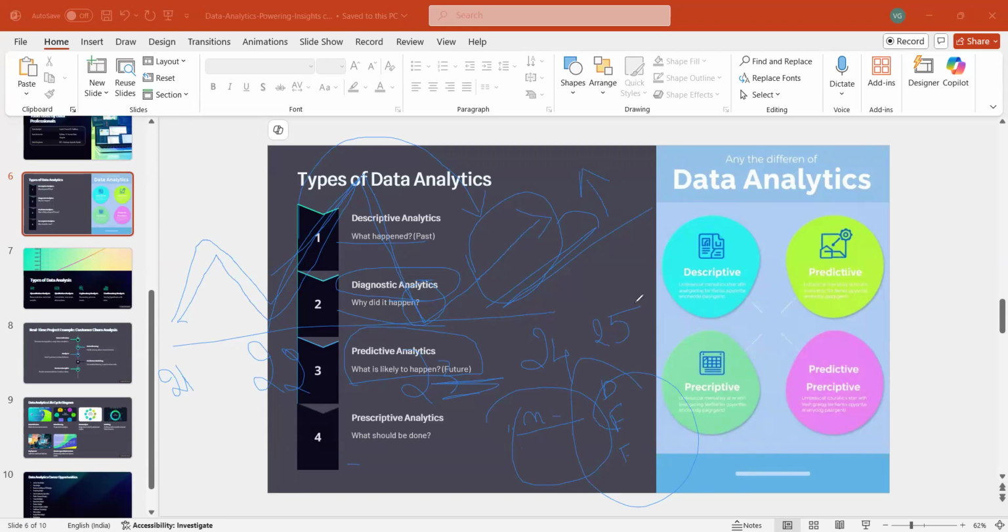So now you have to bring all these into action. Why? Because you want to increase the profit. So that's why prescriptive analysis comes into the picture. Whatever predictions have been made, that has to be executed.